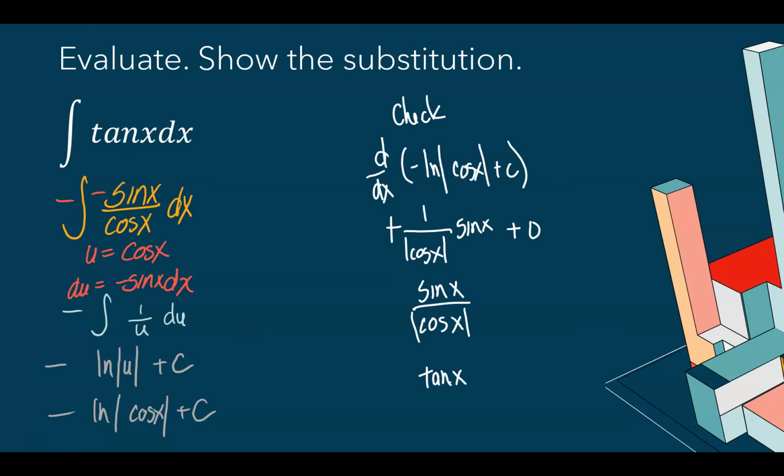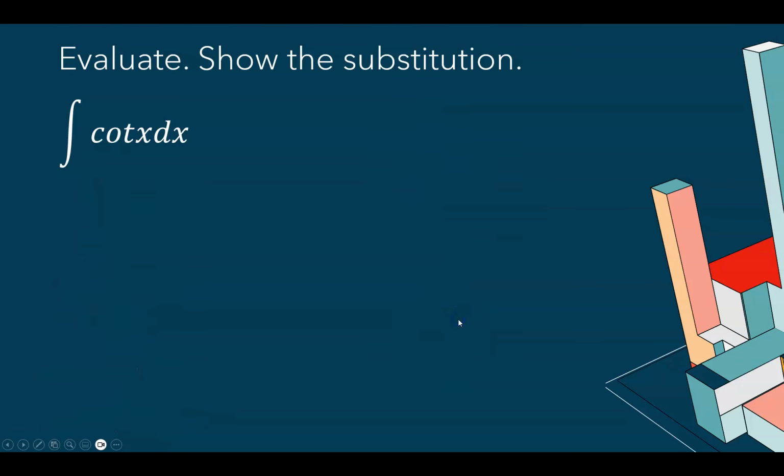And you can check by taking the derivative, and we don't worry about this absolute value on the cosine here, but you can see that checks out.